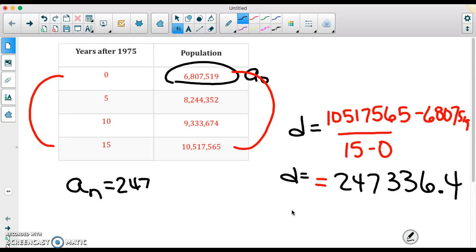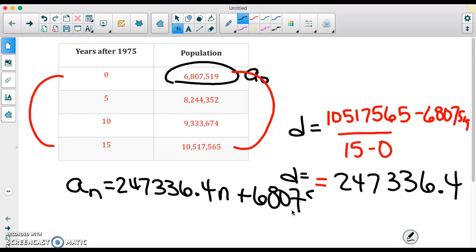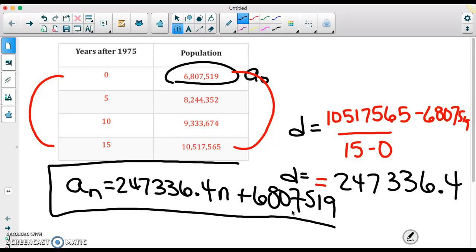So our model is not going to be perfect. It's just an approximation. So my equation is my common difference times n plus my 0 term. So I'm going to add this big number, and this is my arithmetic equation. So that is how you would go about finding your arithmetic equation.